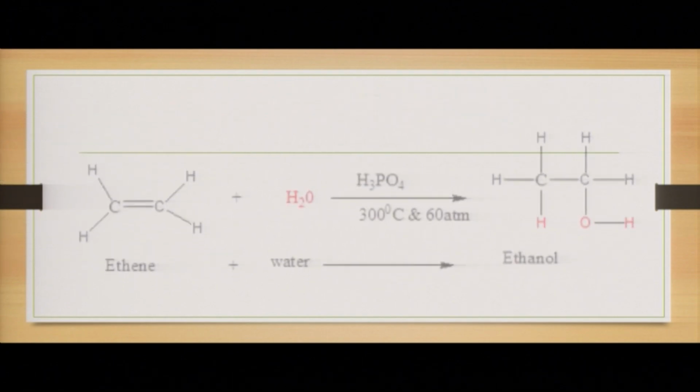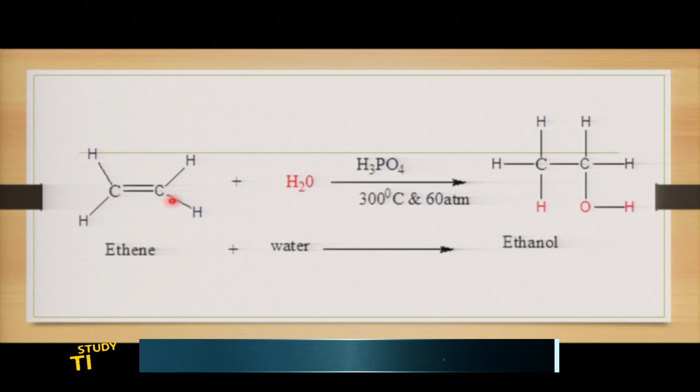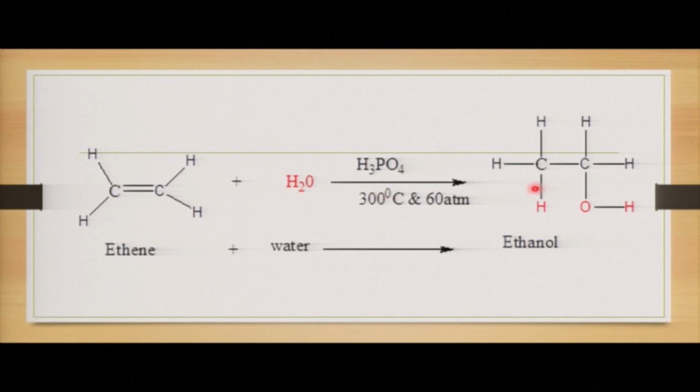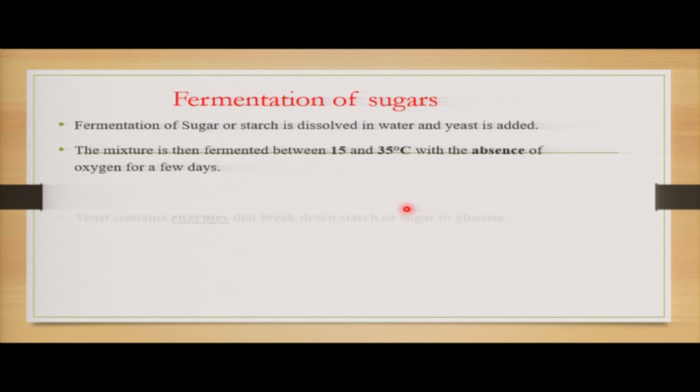So we can look at the reaction. This is the hydration reaction, where you have ethene plus water. This is phosphoric acid. The temperatures are between 300 to 330, 60 atmospheres of pressure, and then you produce ethanol. So those temperatures are very, very important conditions for the reaction. Let's proceed and look at the fermentation. We'll just go through very fast.